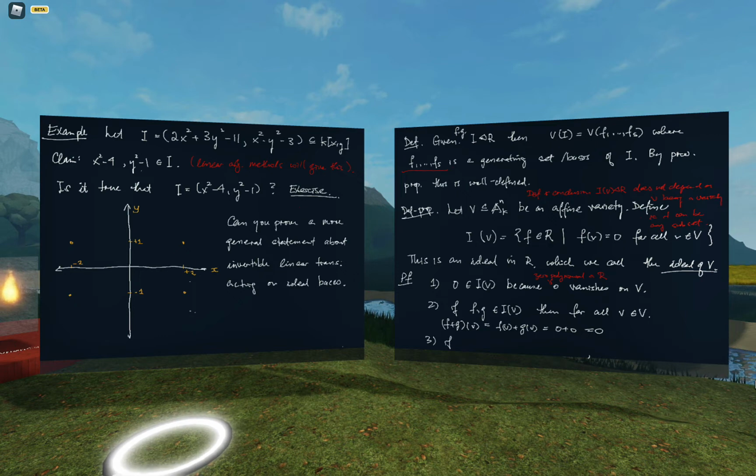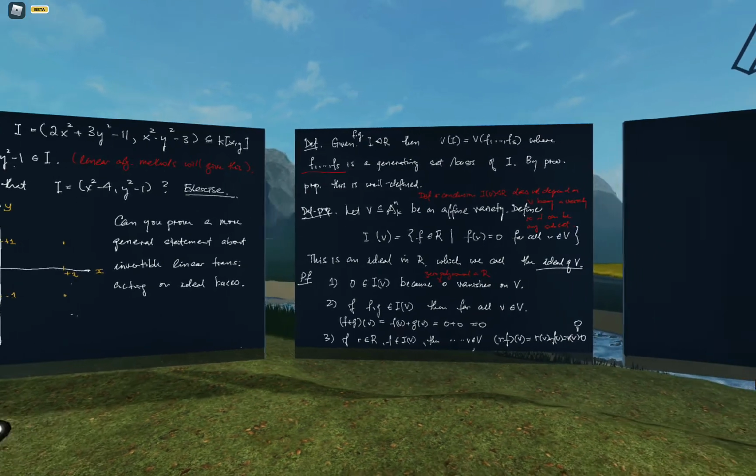And similarly, if R is in R and F is in I(V), then for all V in V, RF, now this time is the product of these two, it's just going to be R(V) F(V). Of course, we don't know what R(V) is, but we know F(V) is 0, so this is R(V) times 0, which is 0, right? So then we checked these three properties, which define what an ideal should satisfy, so therefore it's an ideal of R. So that's the proof.